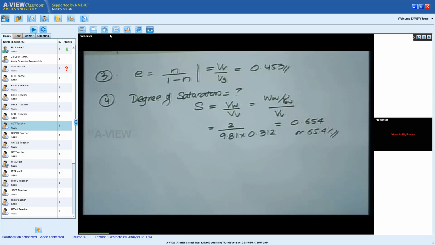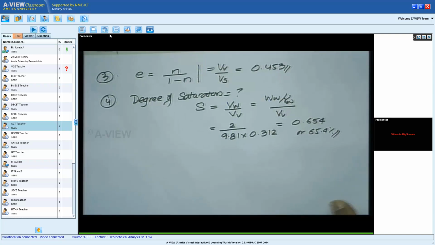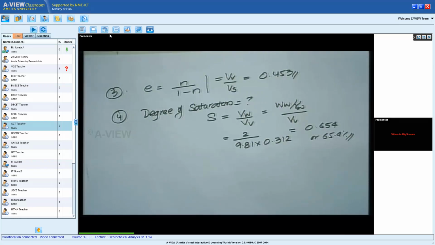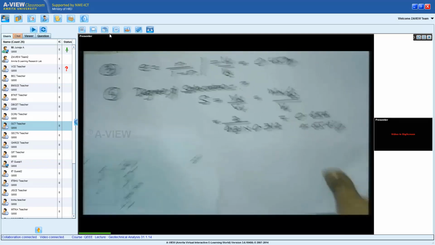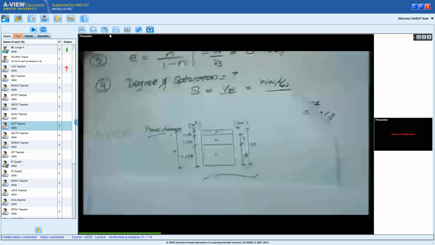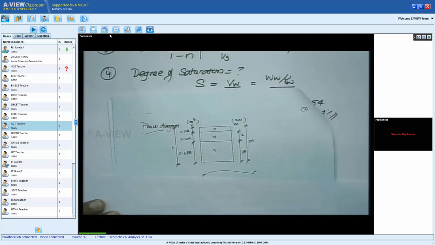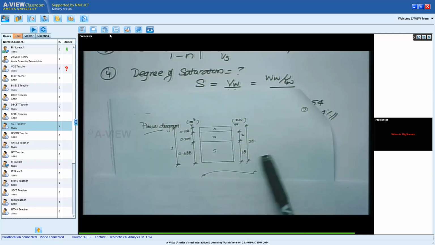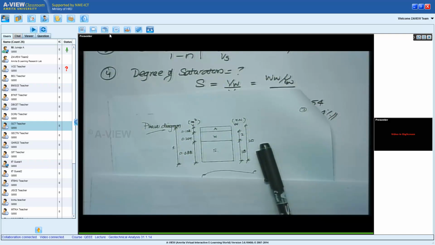The next part is to draw the phase diagram. Let me show you the phase diagram, please. On the left hand side you have the volumes which you just solved. Right hand side are the mass or the weight, which most of the data appears to be given.